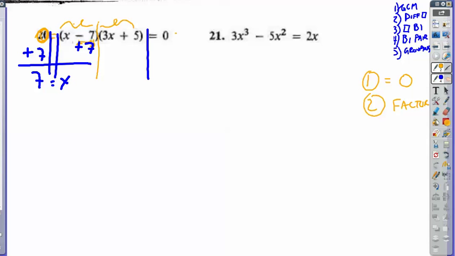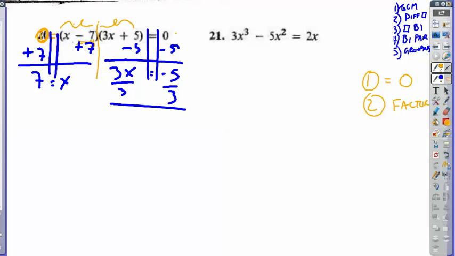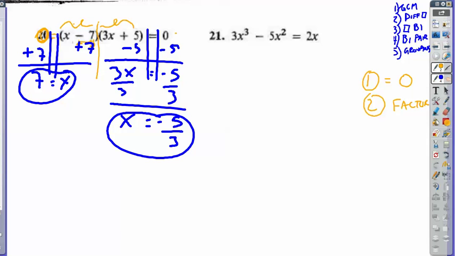On this side, the opposite of adding 5 is subtracting 5. And so I get 3x is equal to negative 5. And divide by 3, because the opposite of multiplying x by 3 is dividing by 3. So I get x is equal to negative 5/3. And it's okay to keep it as a fraction. Fractions are numbers too. You don't need to convert everything to decimals. And there are my two answers.